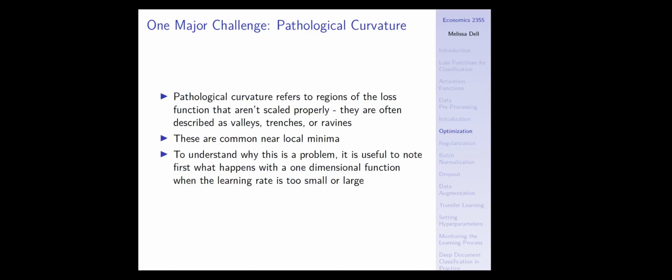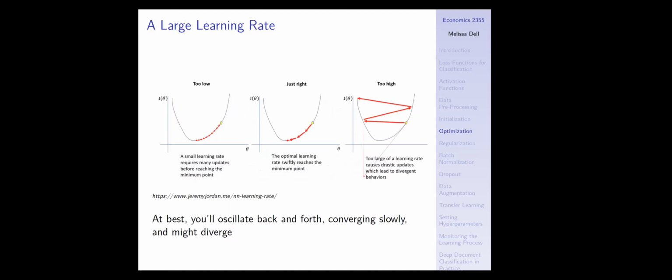And to understand why this is a problem, it's useful to note first what happens with a one-dimensional function when the learning rate is too small or too large, because we'll see that this is quite related to the learning rate. Here's just a simple figure. You see in the first panel, if your learning rate is too low, you're going to get to that minimum, but you're going to move very, very slowly. It's going to take a long time.